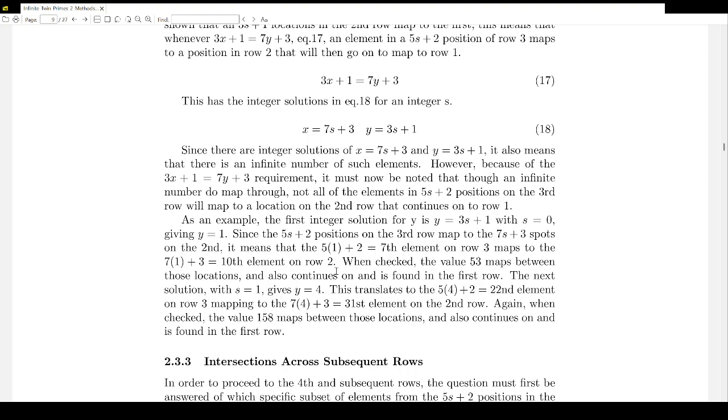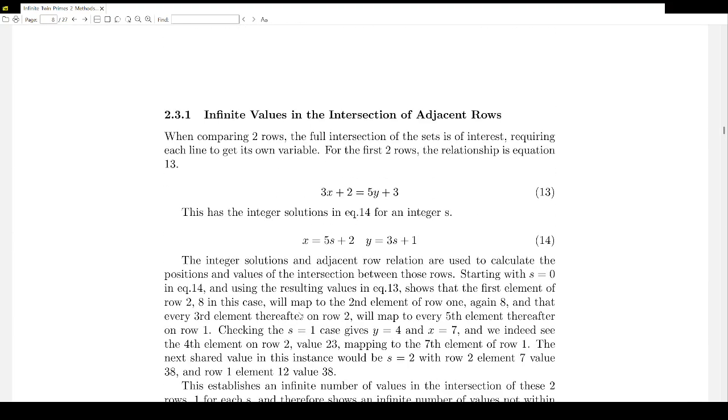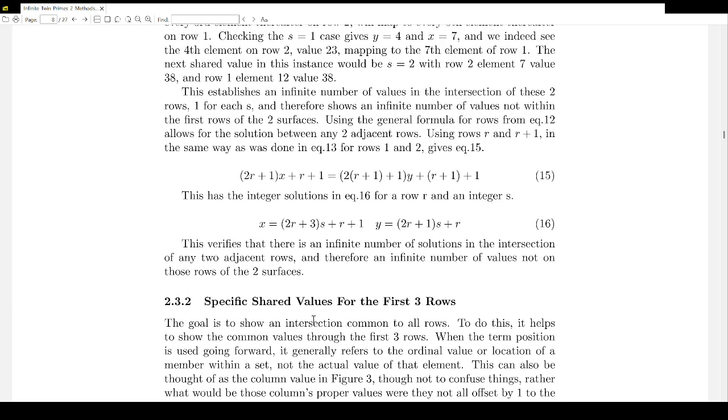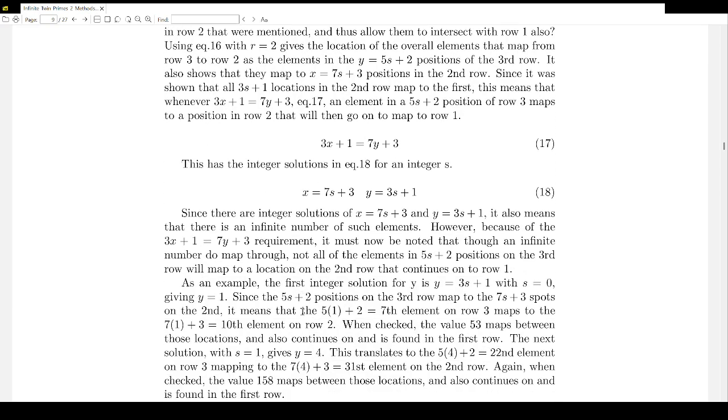So again, what we're doing here is, it means the 7th element on row 3 maps to the 10th element on row 2. So if we go back to our chart, we're on row 3: 1, 2, 3, 4, 5, 6, 7. There's the 53. The 7th element on row 3 maps to the 10th element on row 2, 9, 10. And then that goes on to map to the 11, 12, 13, 14, 15, 16, 17th element or whatever, if I counted it right, on row 1. And I have it down here. I said it right. So whatever I said down here is correct.